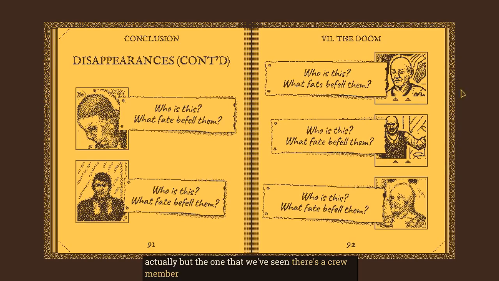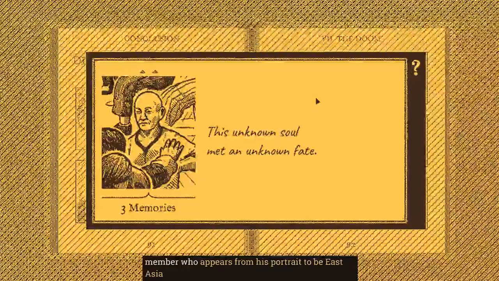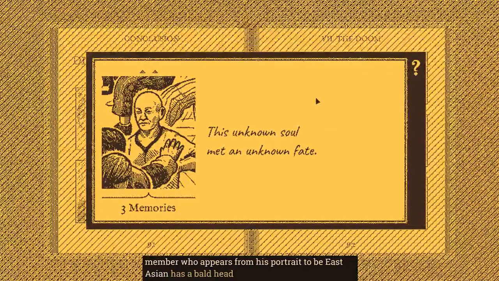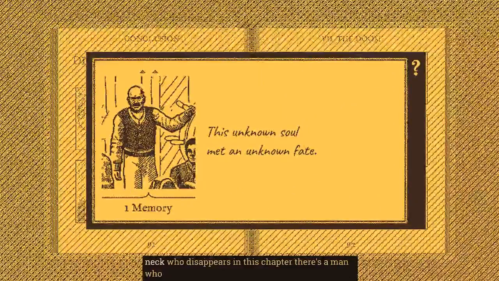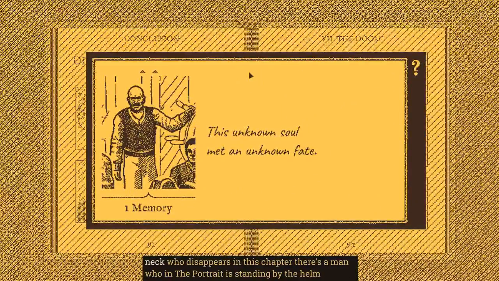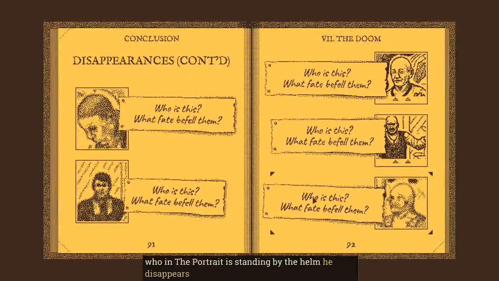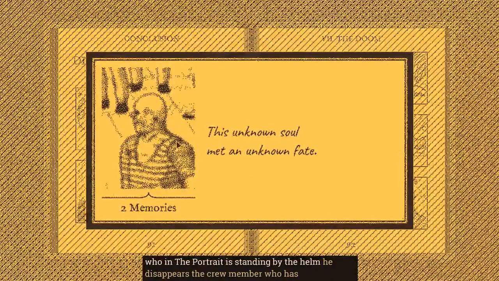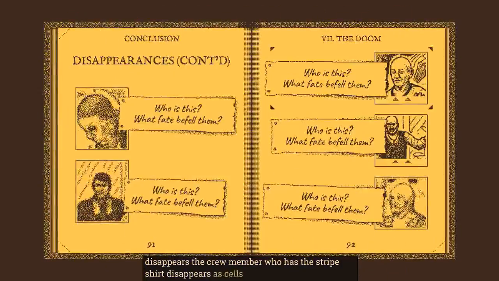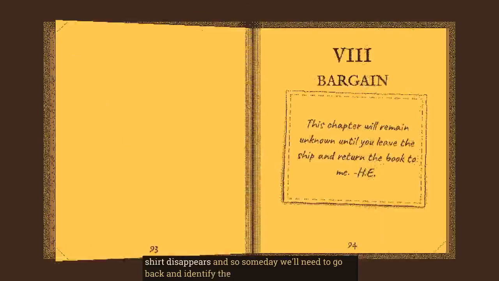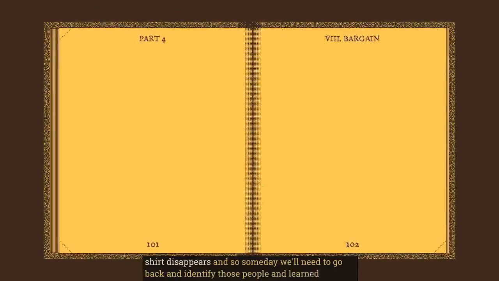There's a crew member who appears from his portrait to be East Asian. Has a bald head and a tunic type shirt with a v-neck, who disappears in this chapter. There's a man who in the portrait is standing by the helm, who disappears. The crew member who has the striped shirt disappears. And so someday we'll need to go back and identify those people and learn about them.